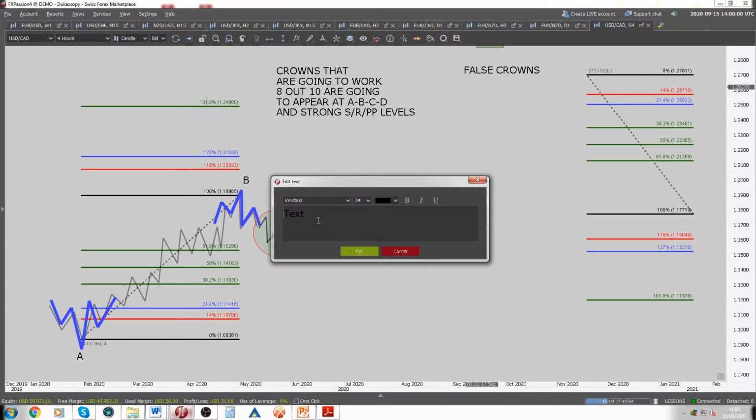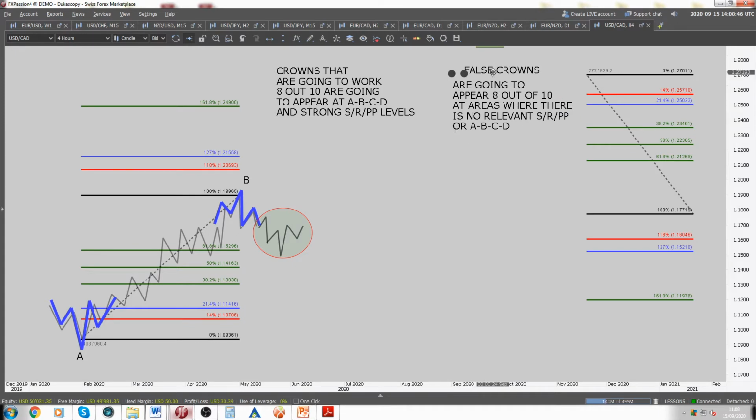Okay, false crowns are going to appear 8 out of 10 in or at areas where there is no relevant support, resistance, pivot points or ABCDs.